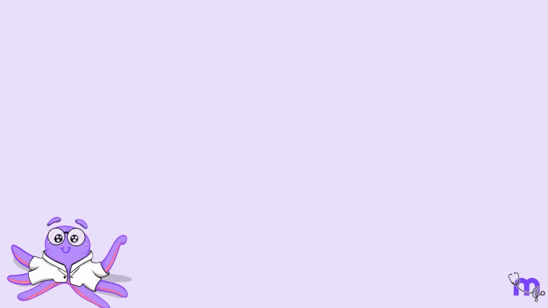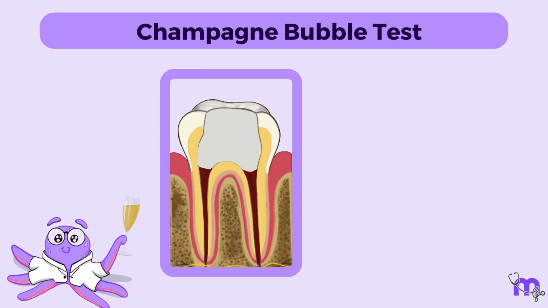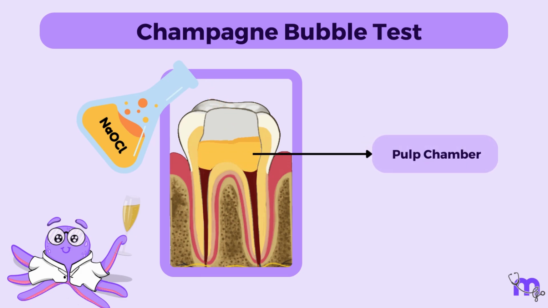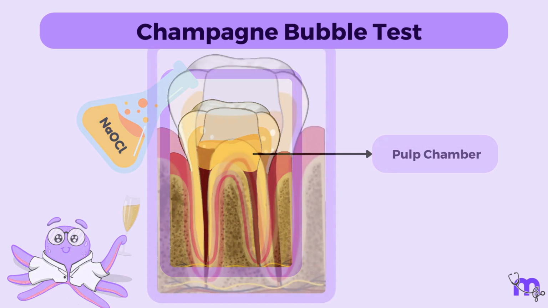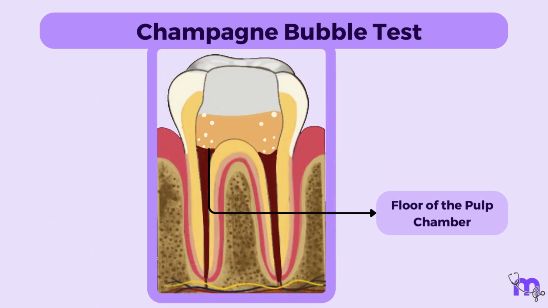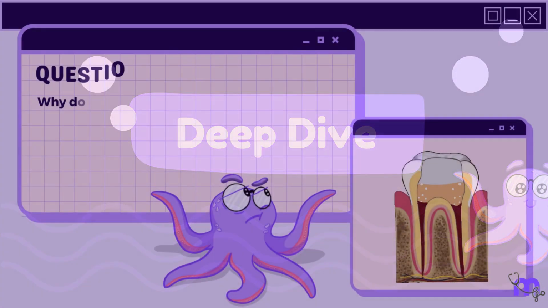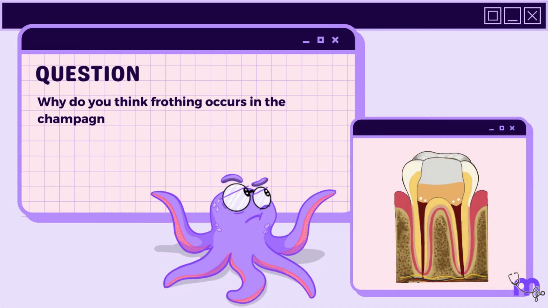Apart from these laws, the champagne bubble test helps us locate canal orifices. In this test, sodium hypochlorite solution is placed within the pulp chamber after access cavity preparation. Then the bubbles frothing out from a point in the floor of the pulp chamber indicate a root canal orifice. Why do you think frothing occurs in the champagne bubble test? You got to stay tuned for the answer.